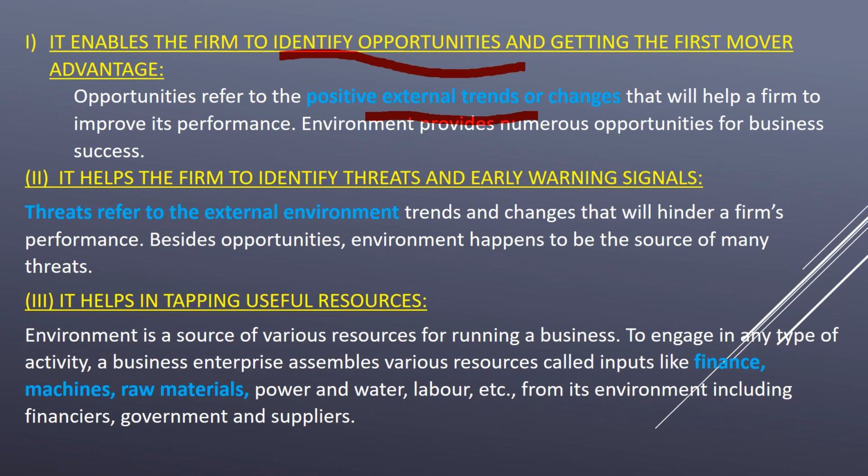Second point, it helps the firm to identify threats. Now, what is the meaning of threats? Threats is nothing but difficulties. We don't know what's going to happen. You are sensing that something wrong is going to happen. So, you are getting the threat and you are giving early warning signals. Okay, so threats refers to external environments and trends and changes that will hinder a firm's performance. Besides opportunities, environment happens to be the main source of many threats.